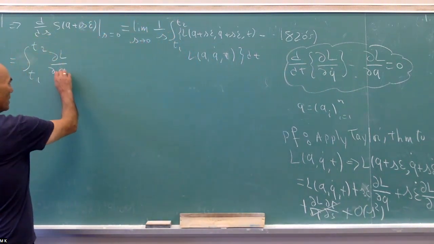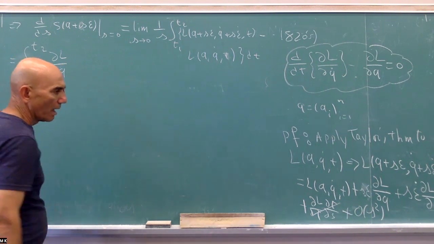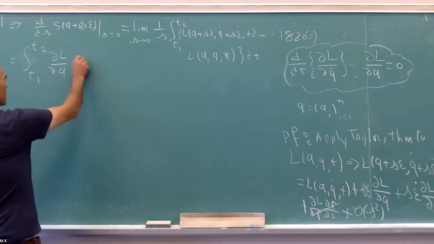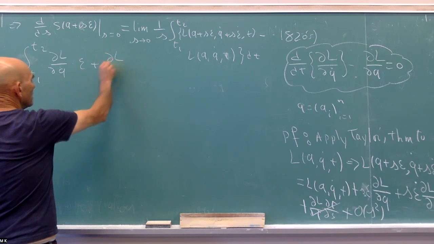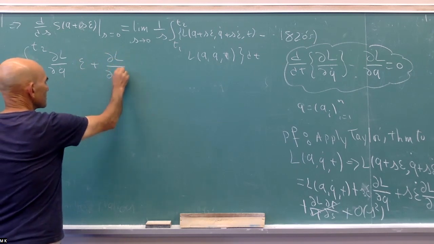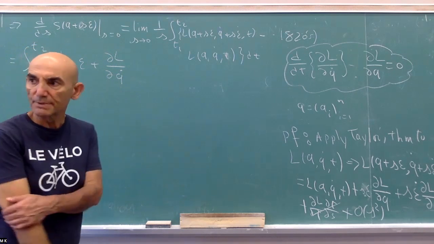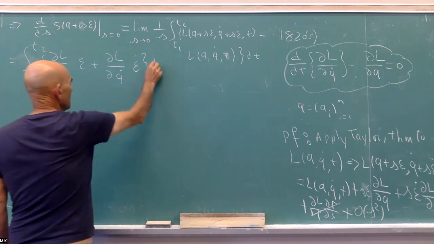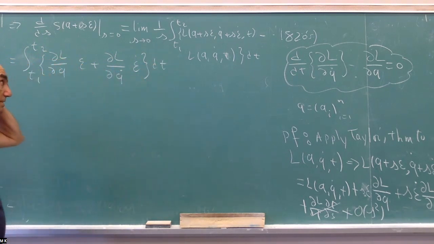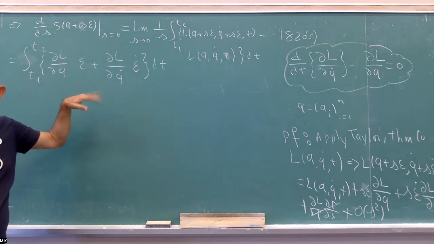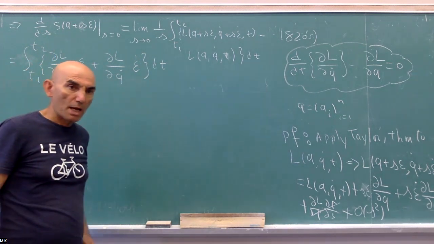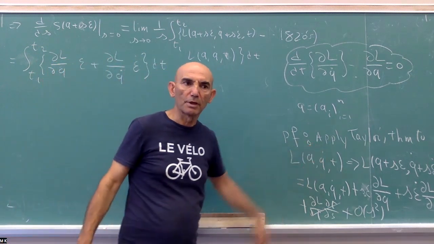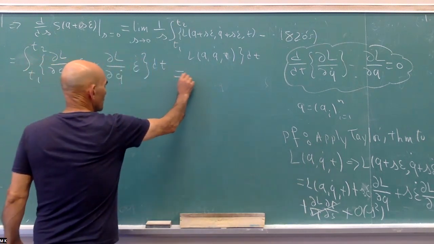So this becomes dL/dq times epsilon plus dL/dq dot times epsilon dot, dt. So this is the variational derivative, so to speak. Now, what we are assuming is that we want this equal to 0, right? So then I just put this equal to 0.